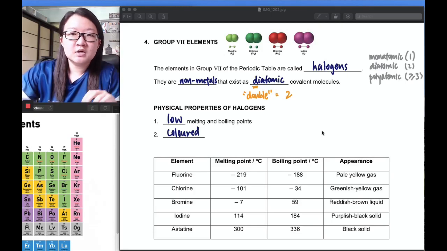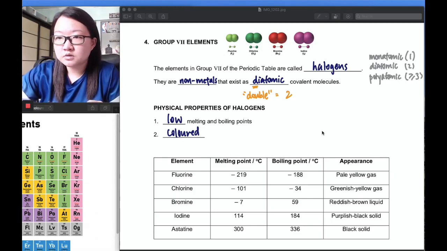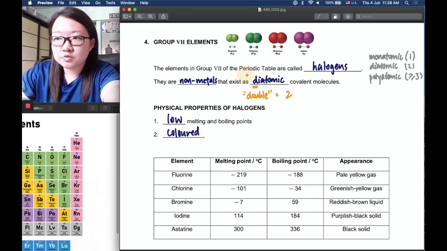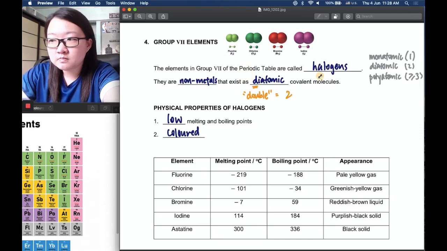Hi students, in today's lesson we are going to continue our discussion on the periodic table. So today we'll talk about group 7 elements. Okay, so let's jump straight into it. The elements in group 7 of the periodic table again have a special name. They are called the halogens.